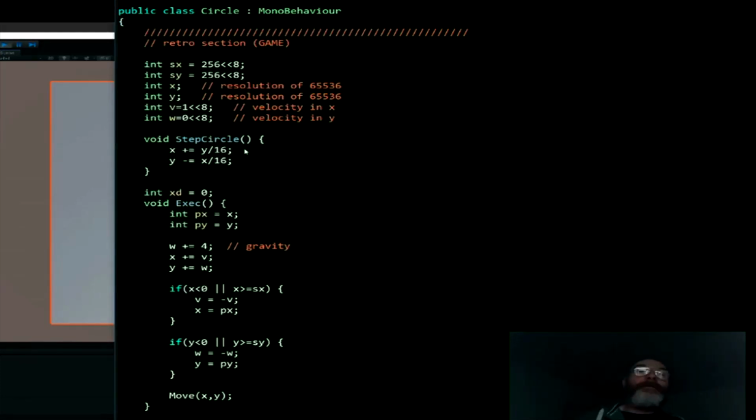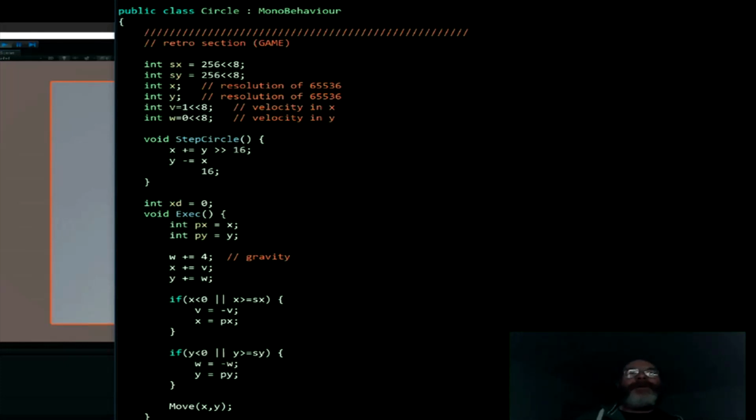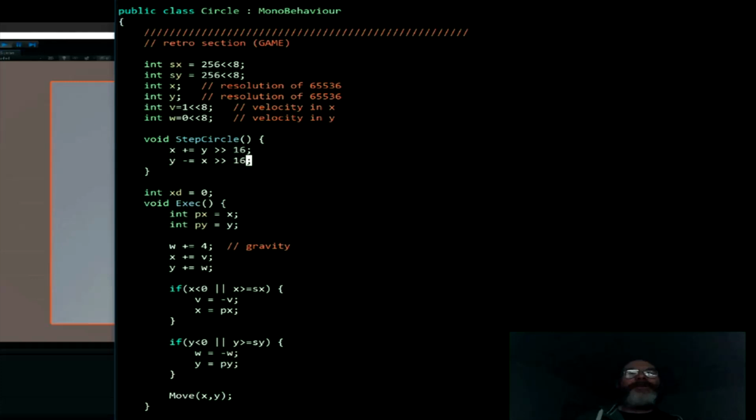So the first step to doing that is I'm going to recreate the rotation of the ball around a point. So I have that code still here. That step circle, right? Only what I'm going to do is, if it was divided by 16, what I could do is actually do this. Shift 4 bits to the right, and you're effectively dividing by 16. So shifts in assembler are really fast. And that's why you do it this way.